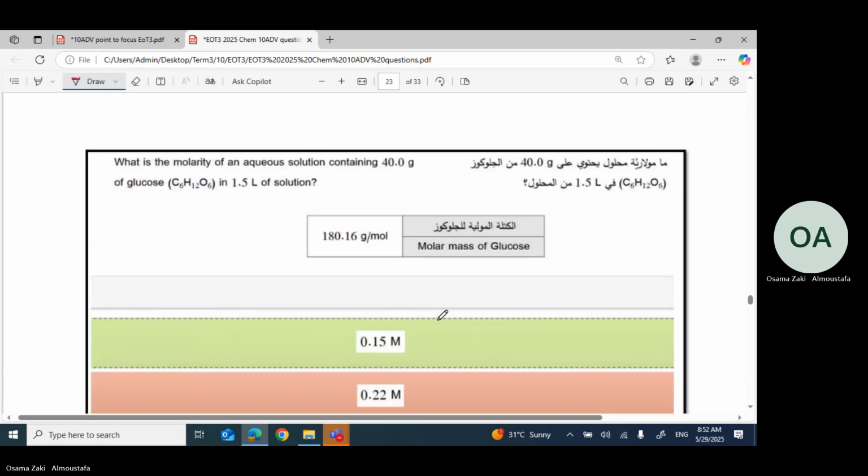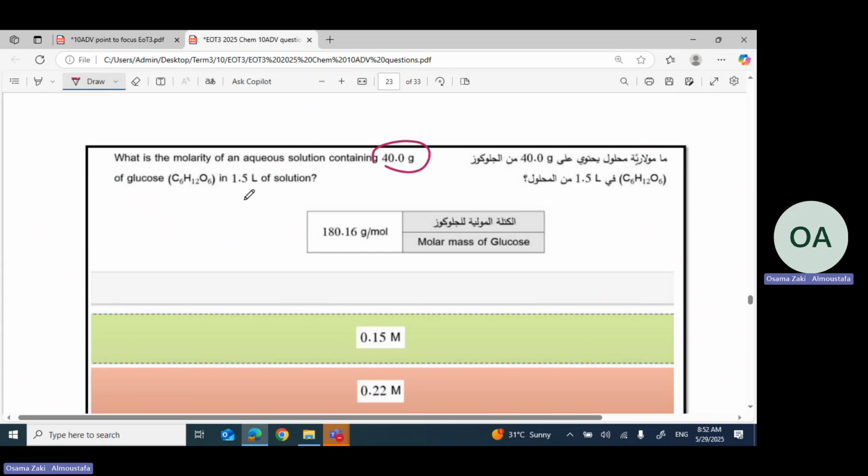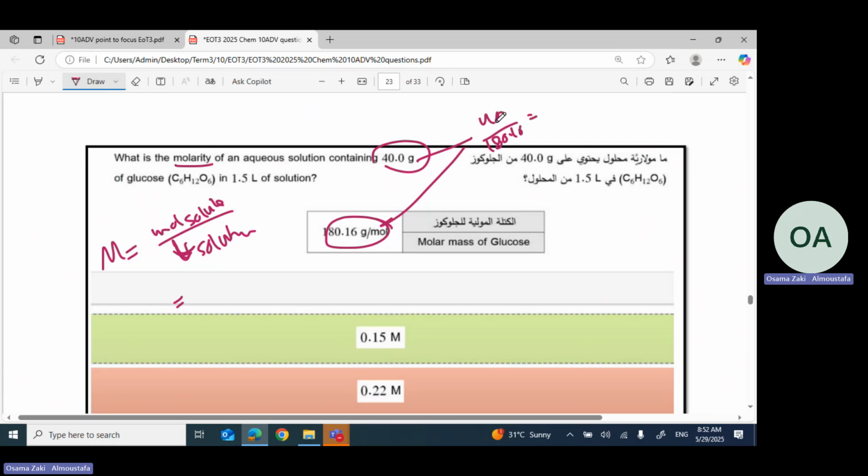Okay. Here, same. We have the mass and we have the molar mass, and we want the molarity. So molarity equals moles of solute over volume in liters of solution. Okay. So moles of solute, do you have moles? No, we have mass. So just divide them. So 40 divided by 180.16 equals, get a number, this number of what? Of moles. Okay. We have liter, yeah, we have liter. So 1.5 liter, and we have the number of moles.